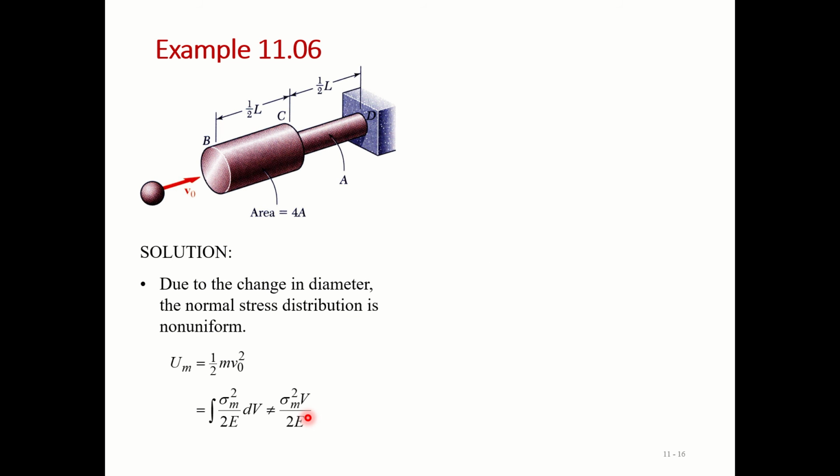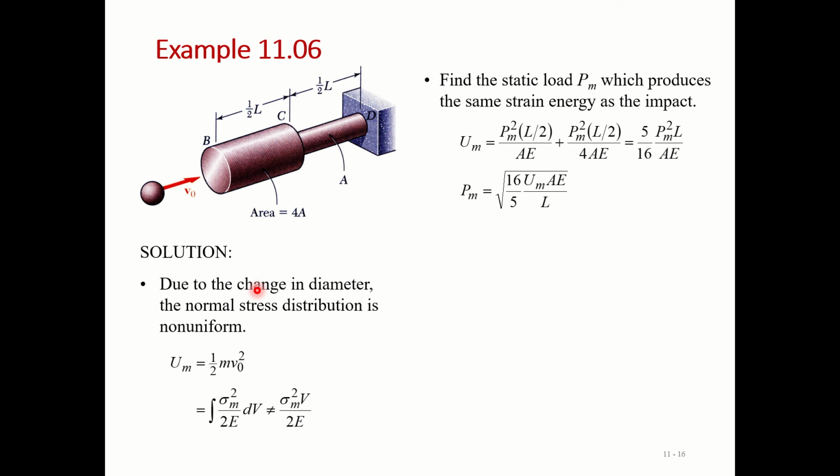So due to the change in diameter, the normal stress distribution is non-uniform. So Um is the strain energy, which is the kinetic energy, equal to 1 over 2 m v naught square. Here the volume is not constant, so this is the more generic form, which is not equal to sigma square V over 2E. Yes, it is okay for the specific cross-sectional.